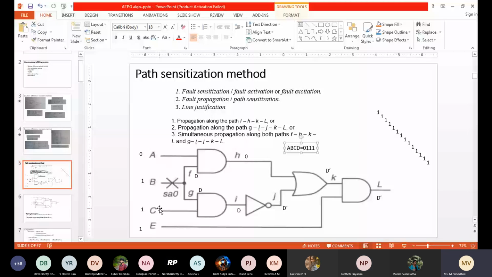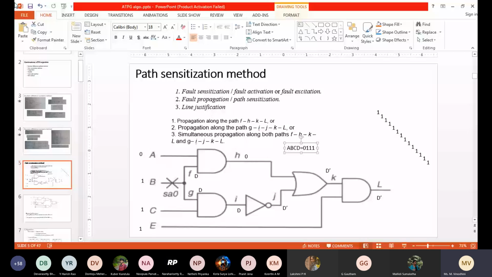Our constraint is I can either propagate D or D bar, not an issue for me. So for a NAND gate, if one of the inputs is D and the other input is 1, what will be my output? D bar, correct. If the other input is 0, I get 1. So which should I use? 1. Remember, students, for AND gate and NAND gate, the other input should be 1.